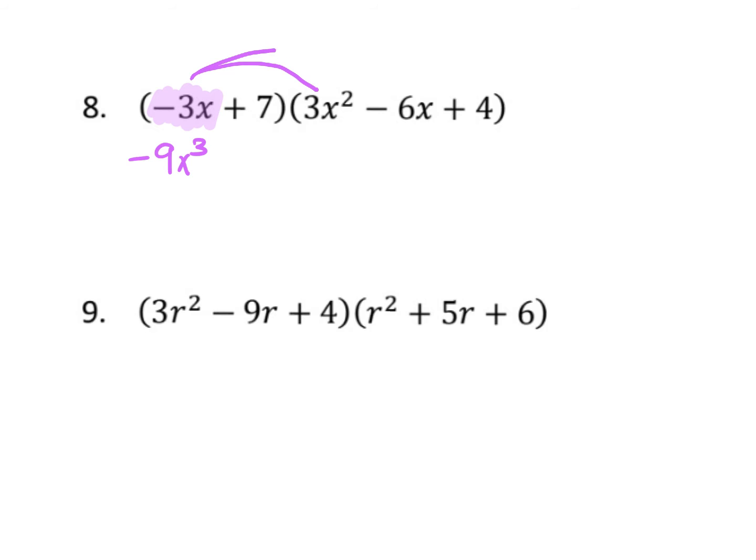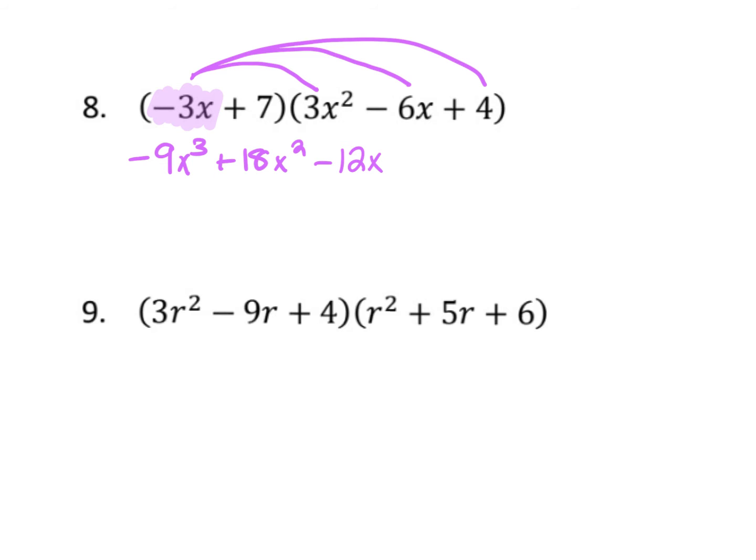I'm going to take my negative 3x times my negative 6x. So negative 3 times negative 6 is positive 18. And then x times x is x squared. Then I'm going to do negative 3x times 4. So that becomes a negative 12x.